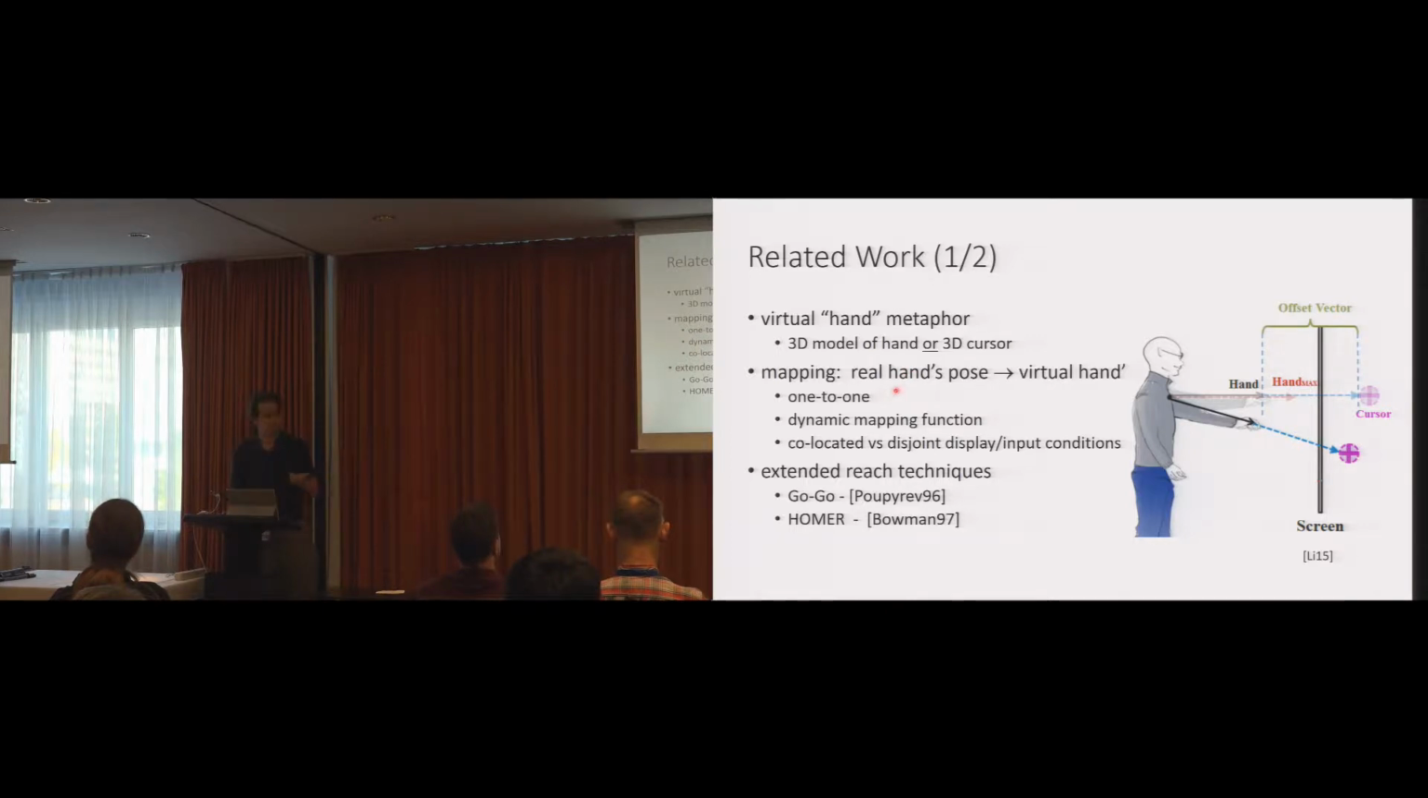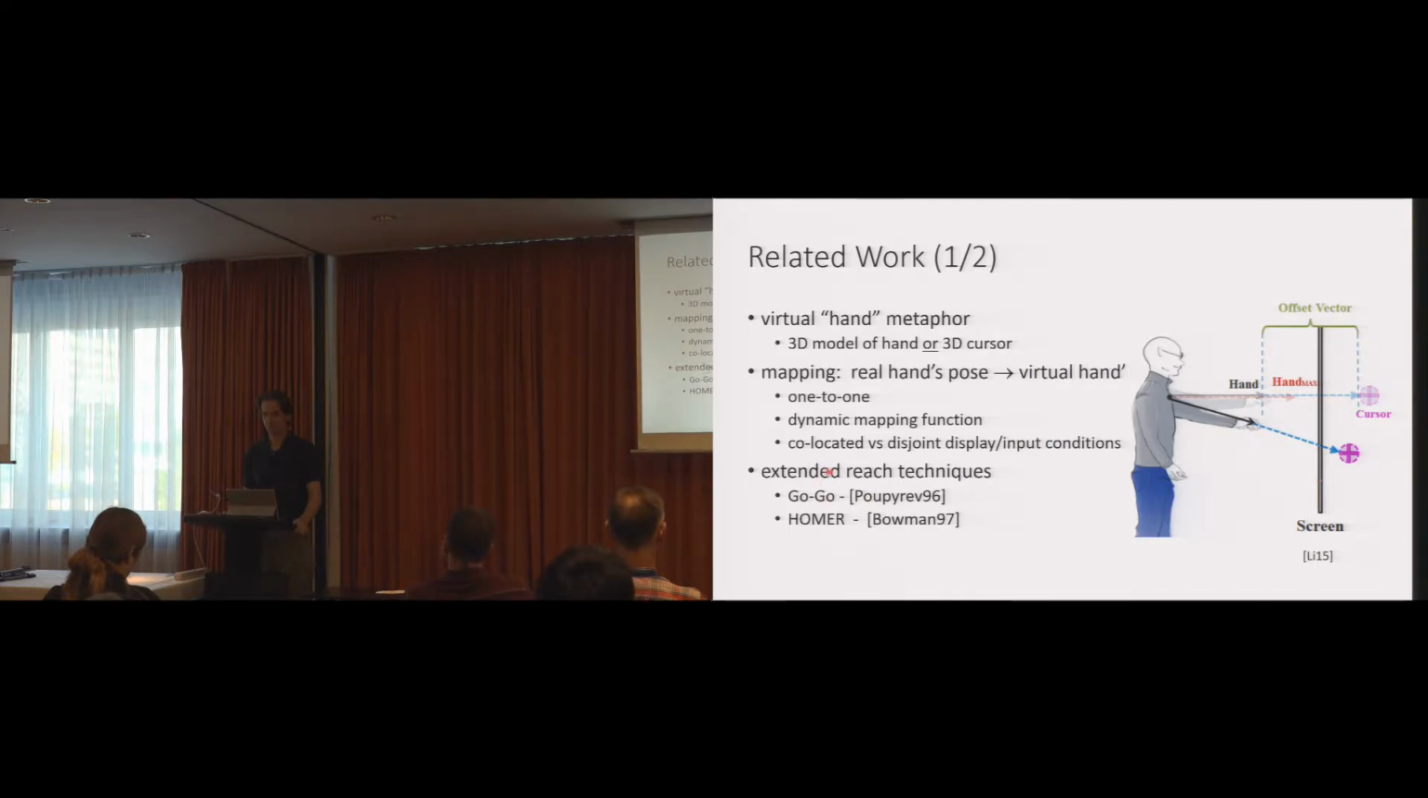The simplest approach, of course, is a one-to-one mapping, but we're all familiar that there are a lot of different ways of doing dynamic mappings. In this case, for example, as the user reaches his arm out, instead of staying co-located with his hand, the cursor starts extending out into space based on some mapping function. This brings into question different ways of studying the pluses and minuses of having co-located versus disjoint locations of the hand and the virtual hand.